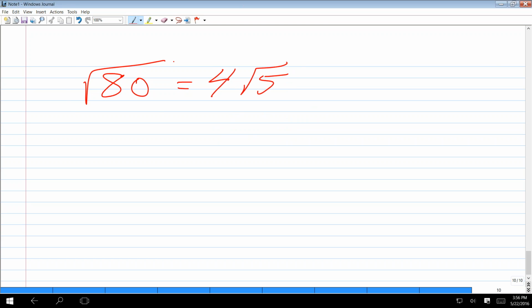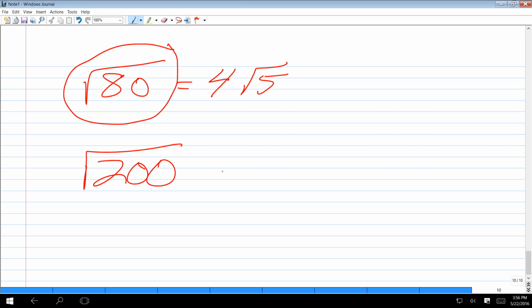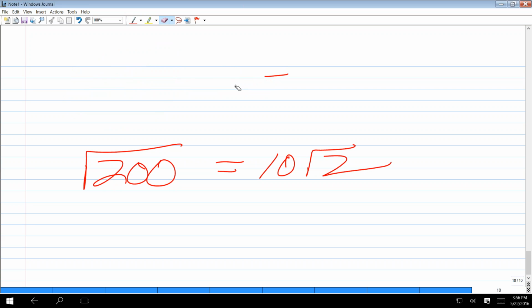So the secret kind of is to find two factors where one of them is a perfect square and ideally the largest perfect square. In other words, if I'm factoring 200, there's lots of factors that are perfect squares that go into that, but 100 is the biggest one. Yeah. So that's 10 root 2 immediately. All right.